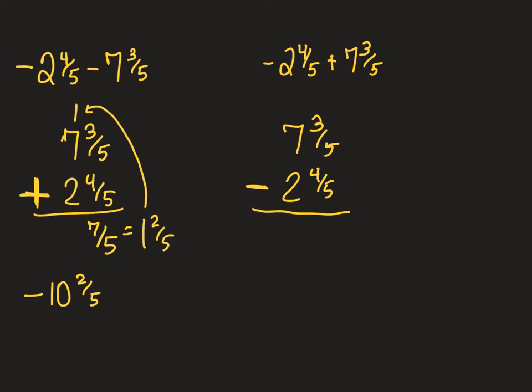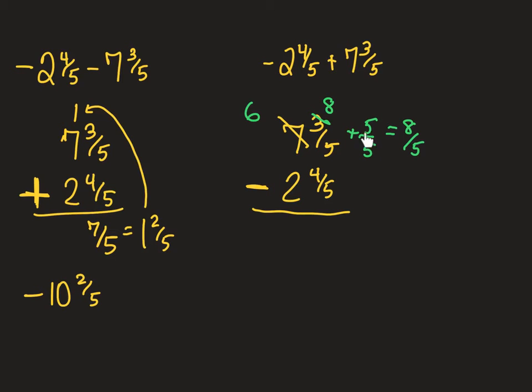So we go and borrow. The 7 turns into a 6. See if you can think about what the 3 is going to turn into before I say it. The 3 turns into an 8. Here's why. The thing I just cut up, I turn it into 5/5. 3/5 and 5/5 is equal to 8/5.